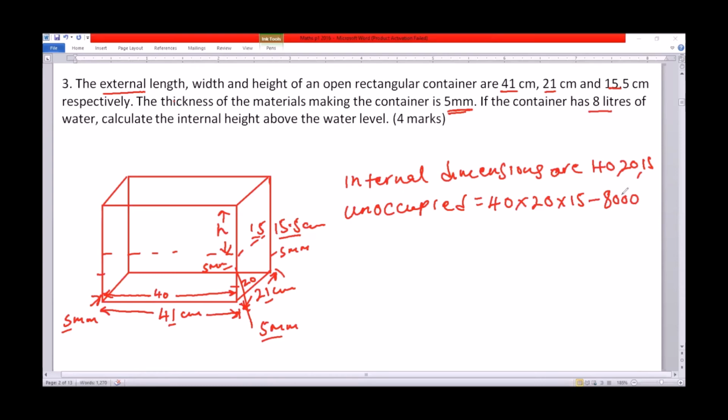1 liter is equal to 1,000 centimeter cube, so you multiply by 8. When you multiply this, this will give you, I think, 12,000. You minus 8,000, and this should give you 4,000. So 4,000 centimeter cube is not occupied. This is the volume which doesn't have water, and we want to find the height that is not occupied, from where the water level is.